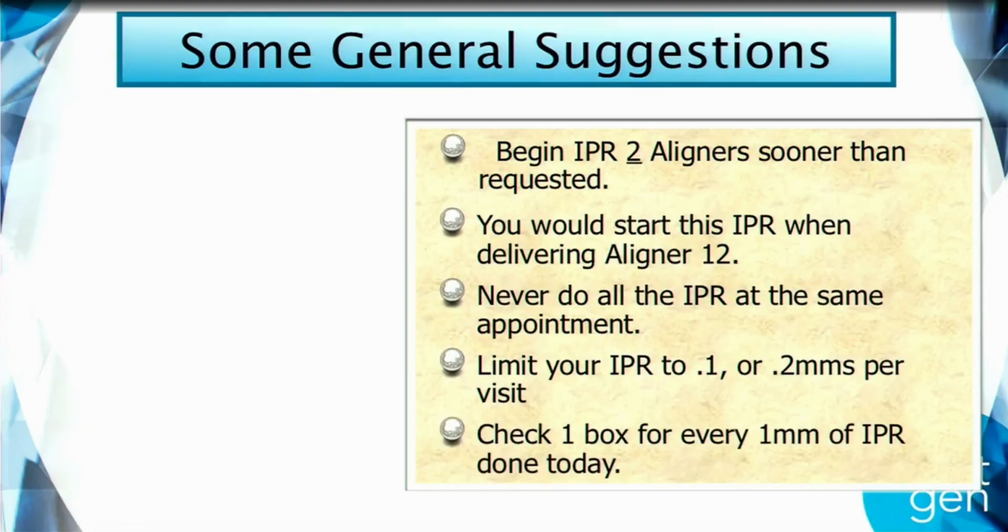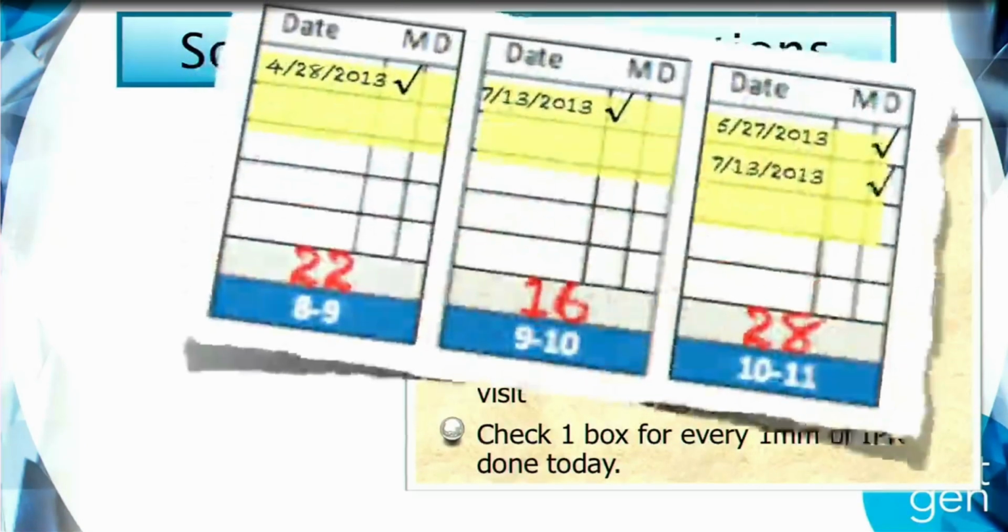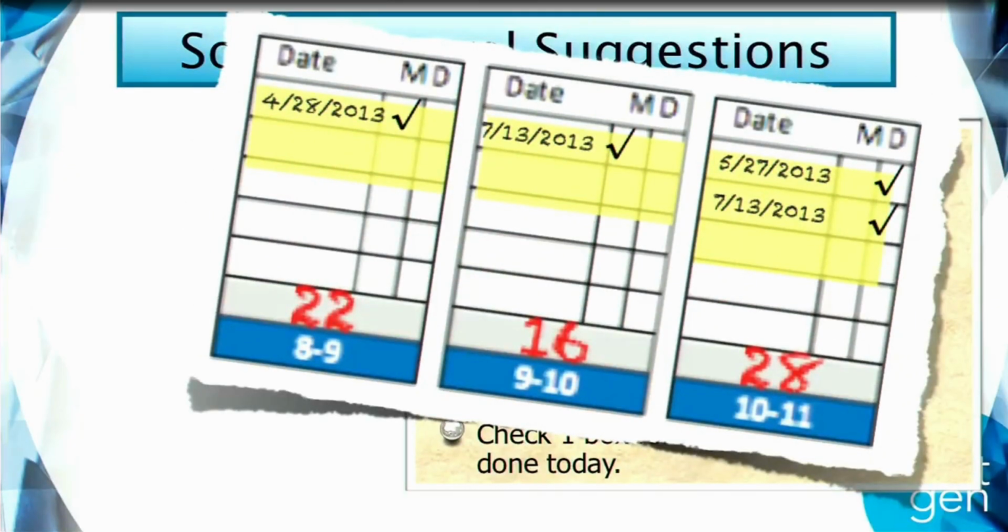And then I check one box for every 1 millimeter of IPR that was done today. So I'm going to put a little check box up here and just mark that so I know how much I have to do. And so when I sit down with a patient, it's 2 seconds for me to evaluate where I'm supposed to go and what I've still done.